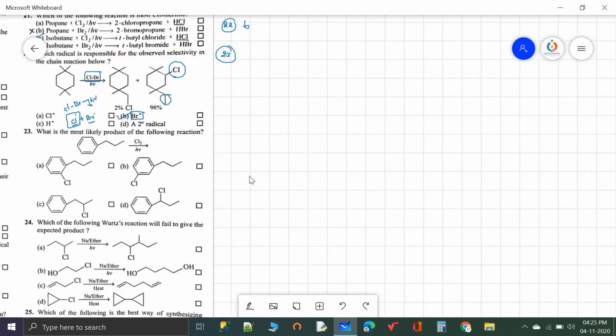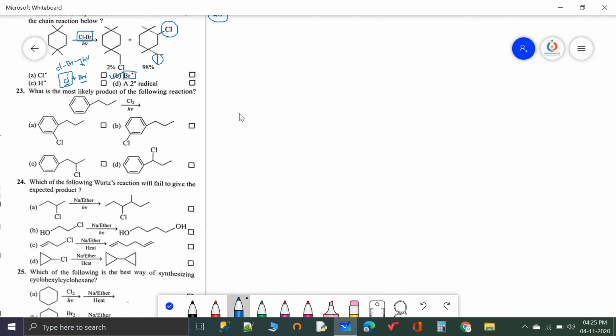Question 23. I will write it once again here. What is the most likely product of the following reaction? It is a simple thing: whenever free radical reactions are happening, such as chlorine in the presence of sunlight, the halogenation happens only on the stable radicals.